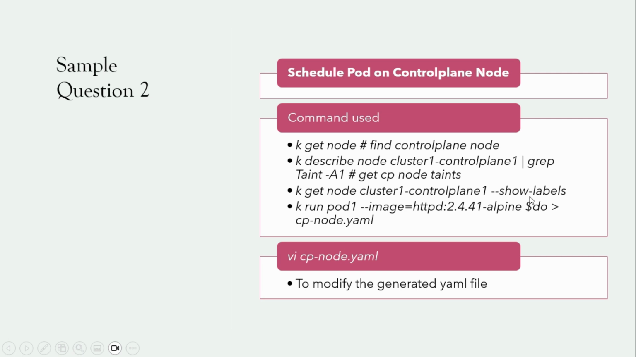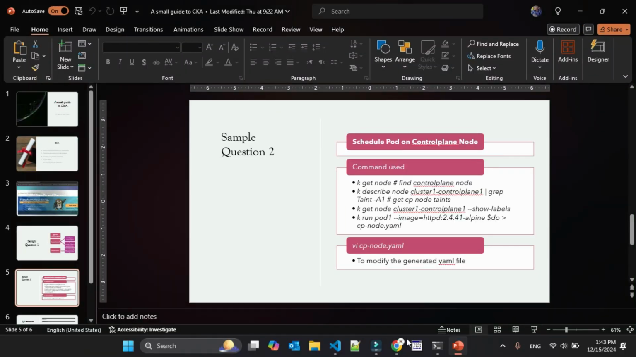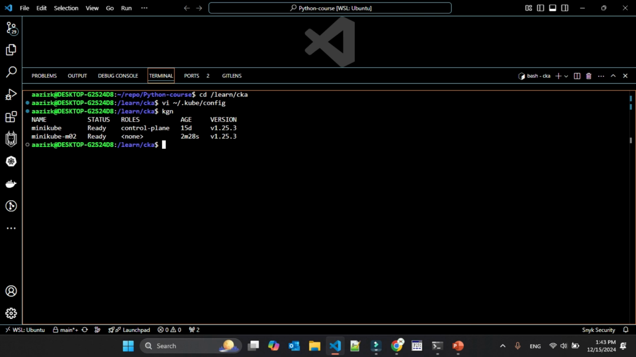And also we will try to see what the labels are, and then we will generate a simple code to run a pod on a control plane node. Initially we will just generate the code, and then we will modify it so that it can run on a control plane node with very simple ease. We will use vi, and through vi we will be modifying the YAML file. So let me take you to the place.